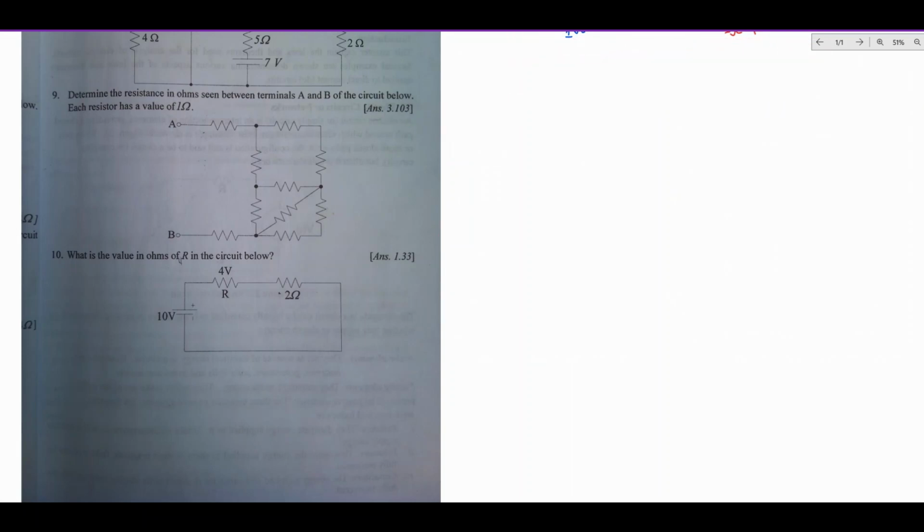So let's look at what you are going to do. Let me draw the circuit. So we have 4 volts here, have resistance R, then you have 2 ohms here, and then you have the voltage from the source to be 10 volts. So you have to find the value of R in ohms. So let's look at how you are going to do this.